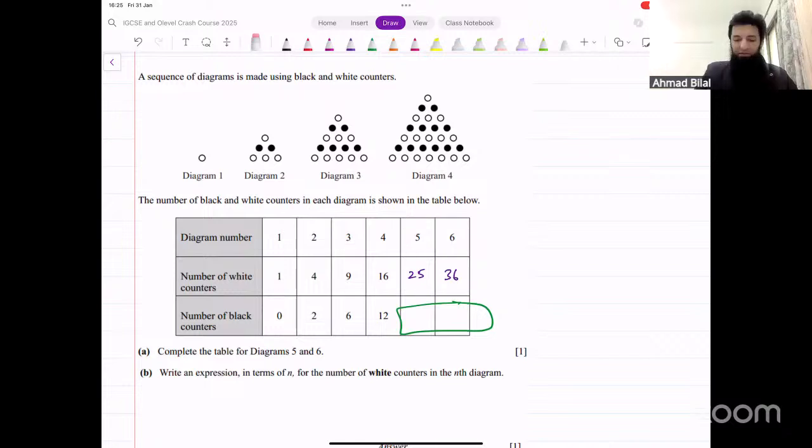Okay, so the next number therefore is supposed to be 25 minus 5, and that's 20. And then the next is 36 minus 6, which is 30. These are what the next numbers are supposed to be.